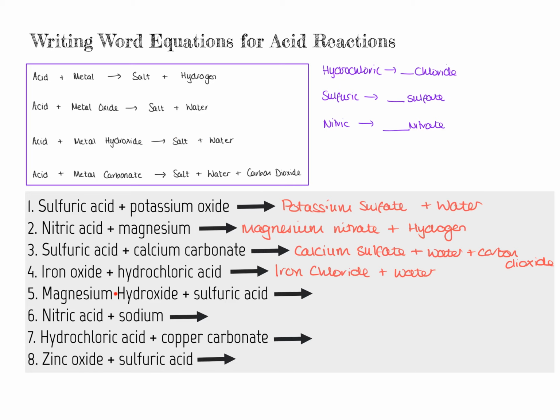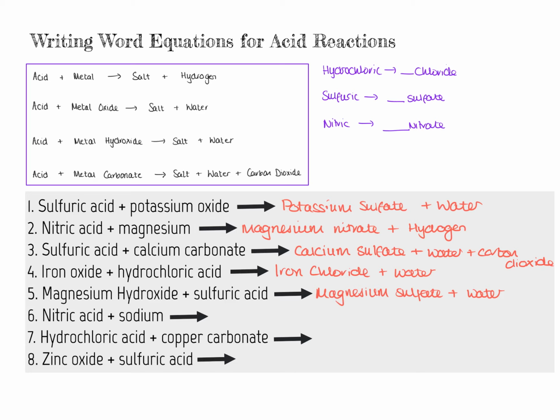So the metal will be magnesium, and we're going to end it with sulfate. So magnesium sulfate, plus, and because it's hydroxide, it's going to be plus water, as it says in this equation here.